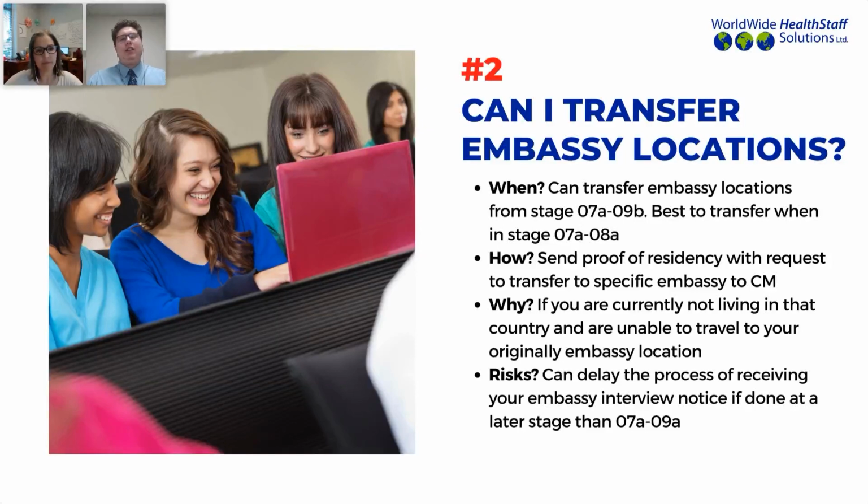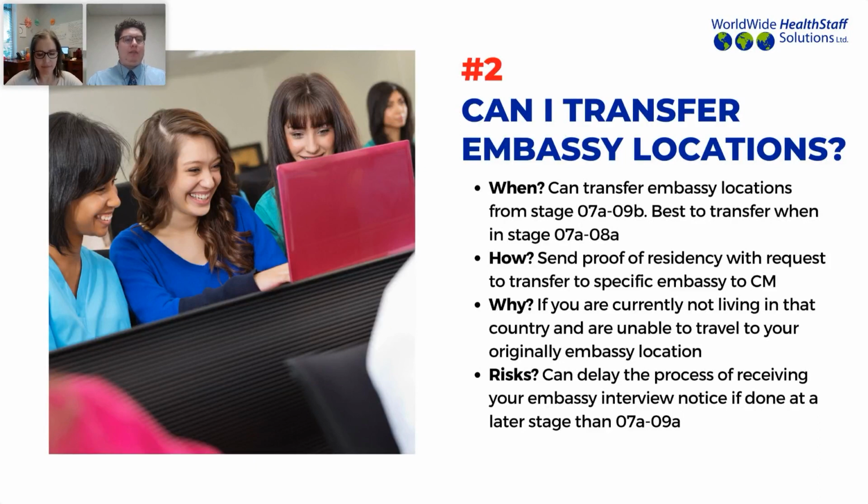How to make that embassy transfer is actually fairly simple. All you have to do is provide proof of residency for the area that you want to have your embassy transferred to. Now, that proof of residency has to have your name, and it has to have the address of where you're currently living. Now, that address cannot be a PO box. The embassies won't view a PO box as a physical address.